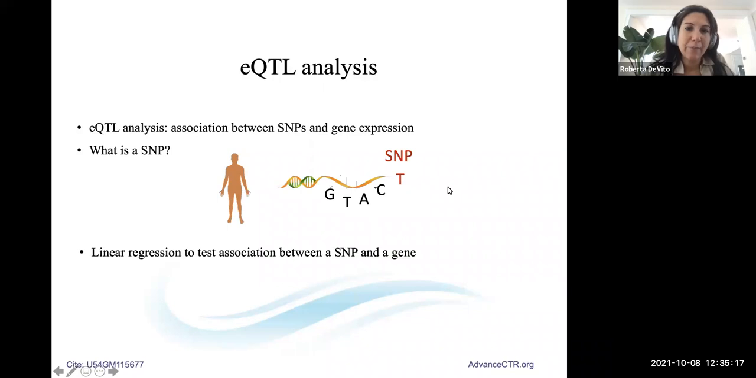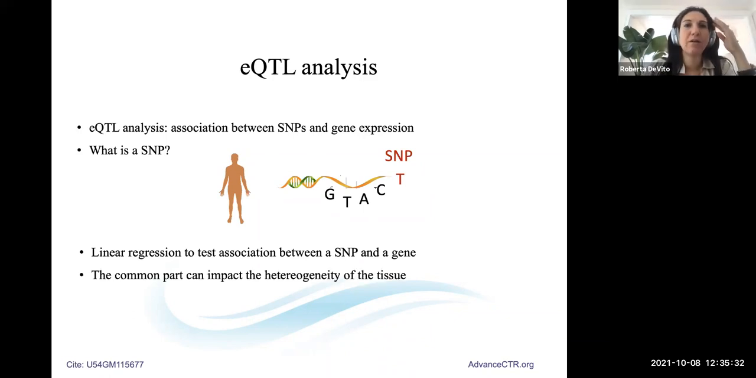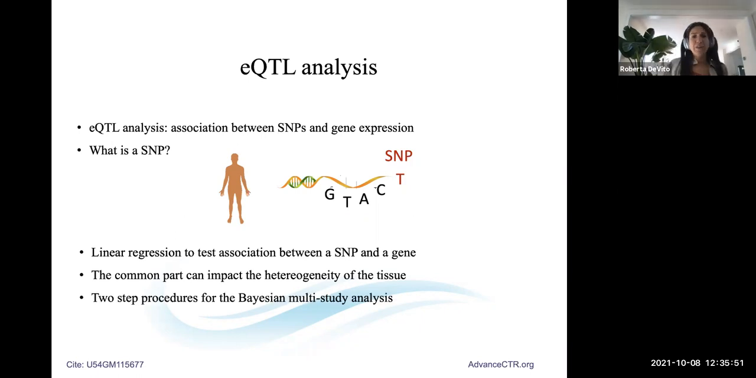Generally, people perform linear regression in order to test the association between a SNP and a gene. But of course, they are performing different linear regressions in each tissue, so they are not removing the common component. And sometimes this common part, this reproducible part, can obscure the heterogeneity of the tissue. So we are proceeding with these two steps.